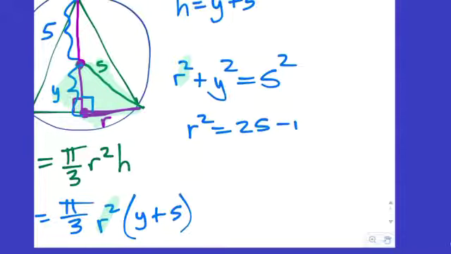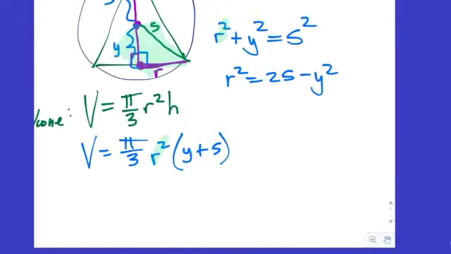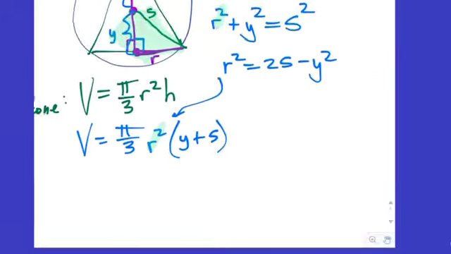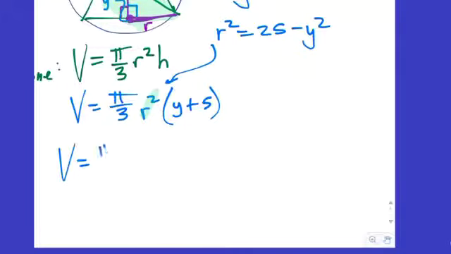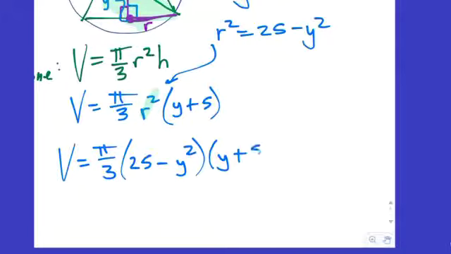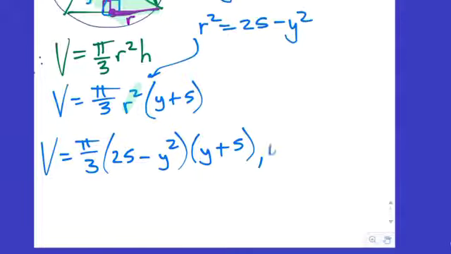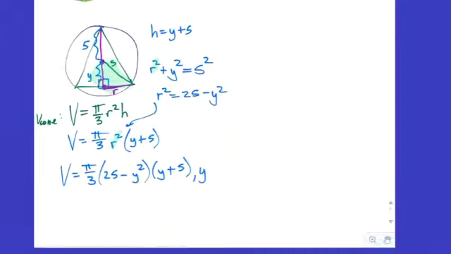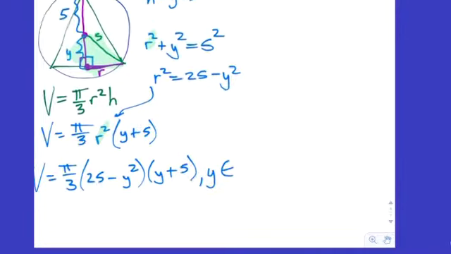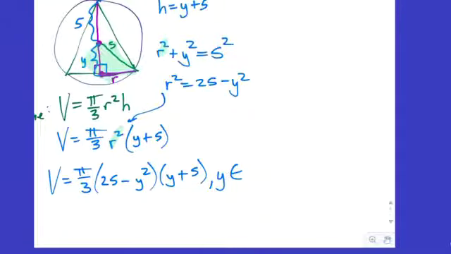And you get 25 minus y squared. So now let's plug that in right there. And you get the volume is pi thirds times 25 minus y squared times y plus 5, or 5 plus y. There is your volume. Now, let's come up with a reasonable domain. That is, what can y be? What is the smallest y could be? Well, what's the biggest y could be?